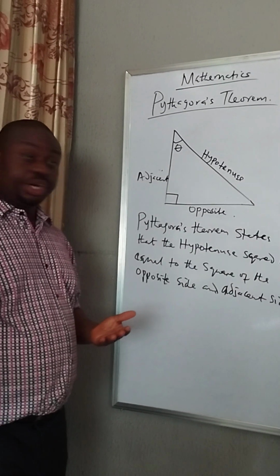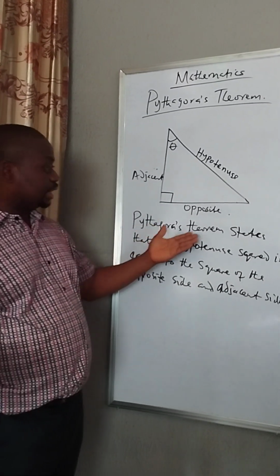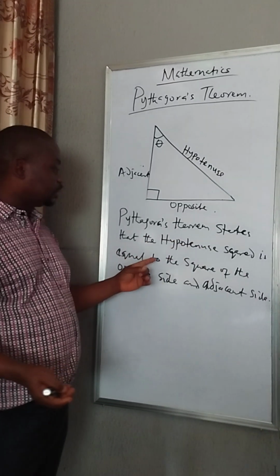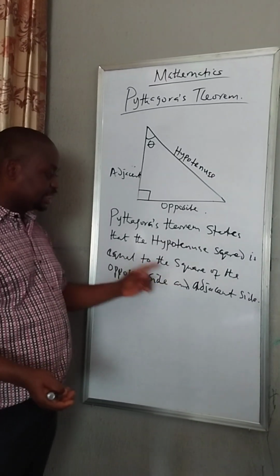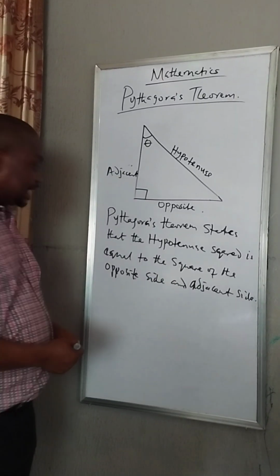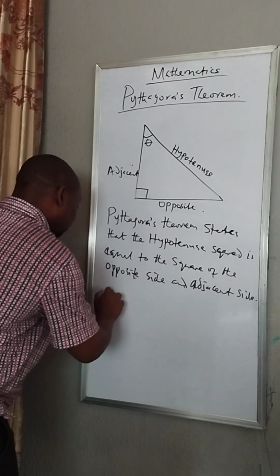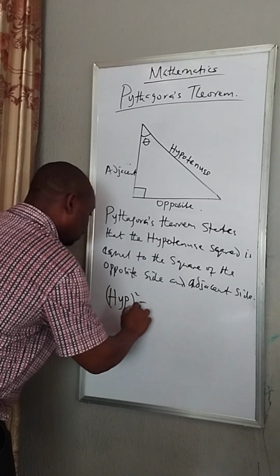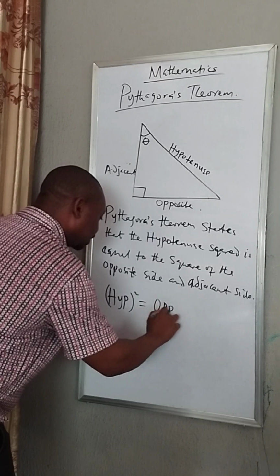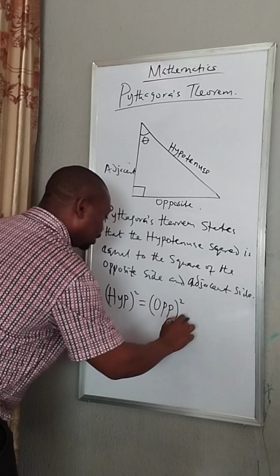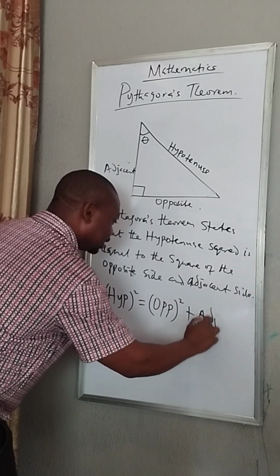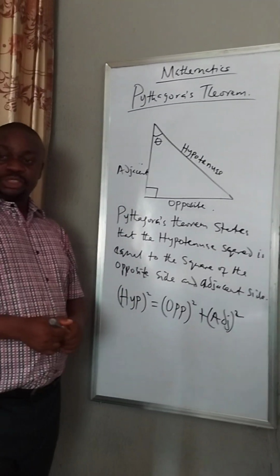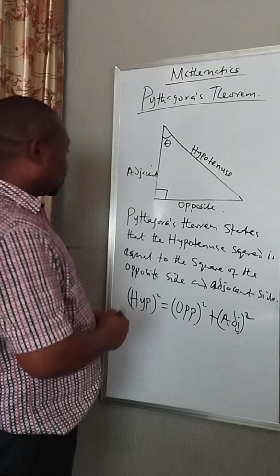So, can we read it? Pythagoras theorem states that the hypotenuse squared is equal to the square of the opposite side and the adjacent side. So mathematically, we can say hypotenuse squared is equal to opposite squared plus adjacent squared. So that's what Pythagoras theorem is trying to tell us.